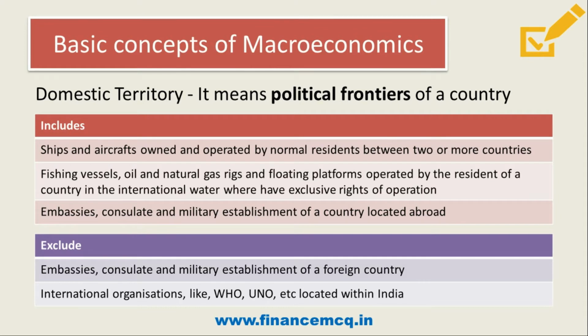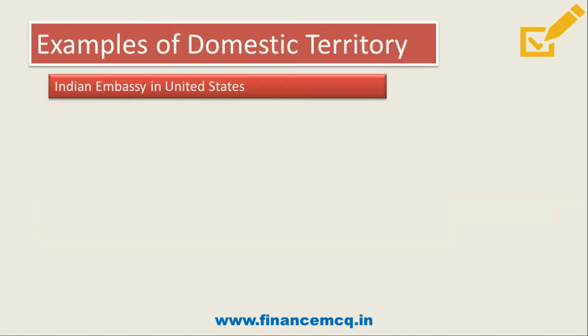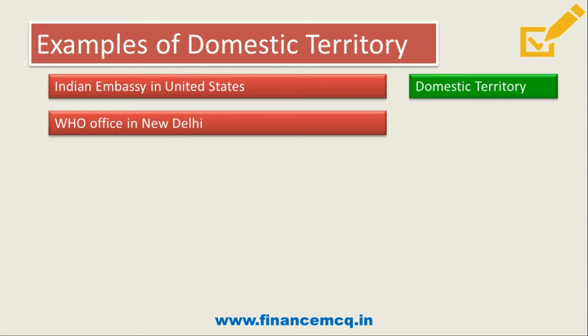So let's try to understand domestic territory in a better way through examples. The first one is the Indian Embassy in the United States. Tell me, is it a part of the domestic territory or not? Friends, it is a part of the domestic territory because any embassy belongs to that particular country. The next one is the WHO office in New Delhi. Will it be a part of the domestic territory? The answer is no, it won't be included because it's an international organization.